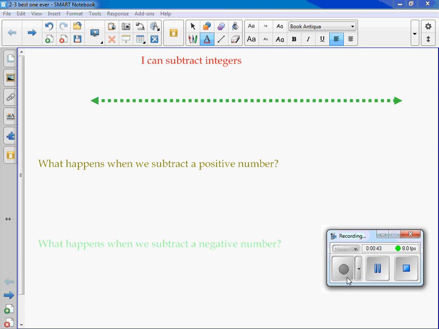So, we're going to start off with the same question we did yesterday. The only difference is, what happens when we subtract a positive number?